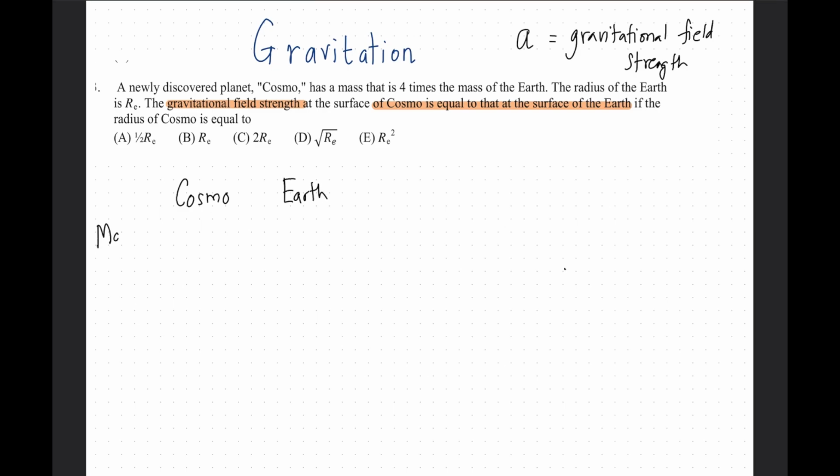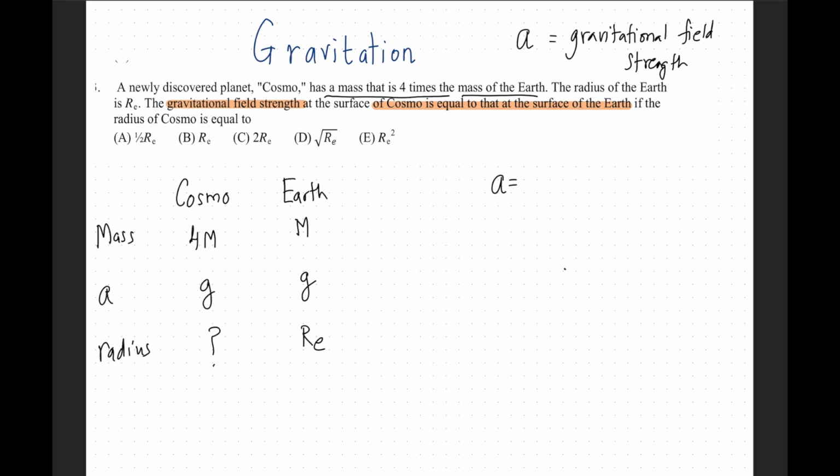The mass of Earth, if I take it as m, and it says the mass of Cosmo is 4 times the mass of Earth, so we can write that as 4m. Acceleration due to gravity is the same for both of them, so we'll write g and g. You can also write a and a. I'm just writing g because g is what we usually use for acceleration due to gravity. Radius of the planet, for Earth it is given as RE, and for Cosmo we don't know, we want to find it.